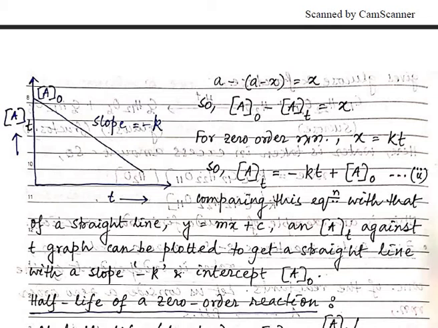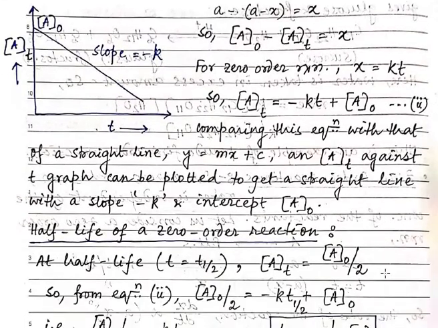The equation of a straight line is y equal to mx plus c. If I compare y equal to mx plus c with equation number 2, then we can get this type of graph. So comparing this equation with that of a straight line y equal to mx plus c, an At against t graph can be plotted to get a straight line with a slope of minus k and intercept of A0.